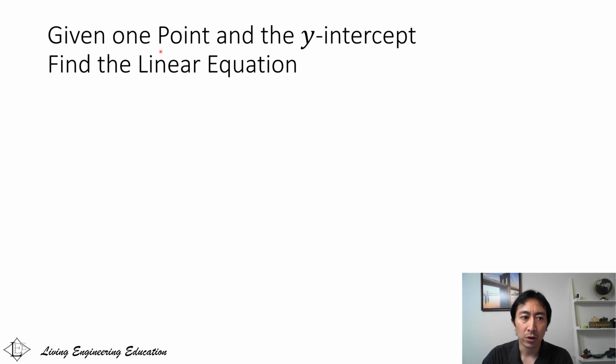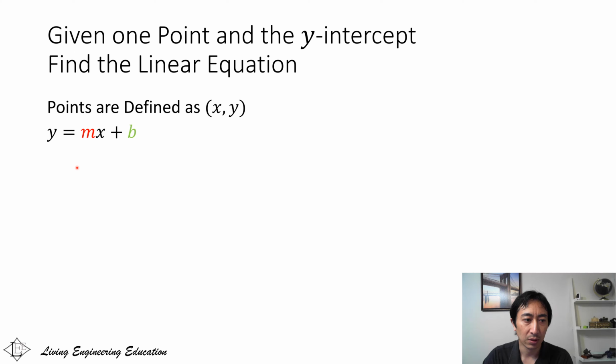So as we solve for the linear equation, remember that we're given a point and a y-intercept. We can think of the y-intercept also as another point. Now remember that points are defined as x comma y. So the first number is our x value, the horizontal value. The second number is our y value, our vertical axis value. And remember our linear equation is y equals mx plus b, where m and b are our constants. We're given our y-intercept already, that's the b term. So all we're solving for is the slope, the m term.